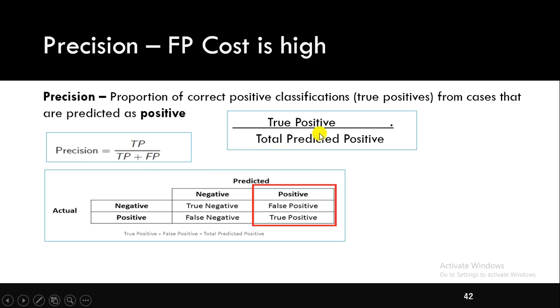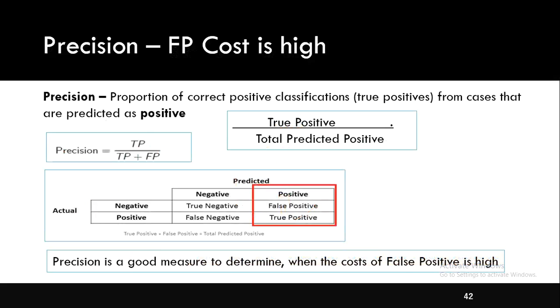What it says is, out of the total predicted positives, how many of the emails were correctly predicted? Out of the total predicted spam emails, how many of them were actually spam? In simple terms, look at this confusion matrix. These are the predicted values, the total predicted positives: true positive plus false positive. How many of them were true positive?